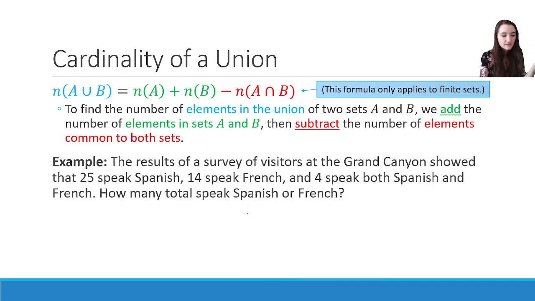Now let's look at an example of this. The results of a survey of visitors at the Grand Canyon showed that 25 speak Spanish, 14 speak French, and 4 speak both Spanish and French. How many total speak Spanish or French?